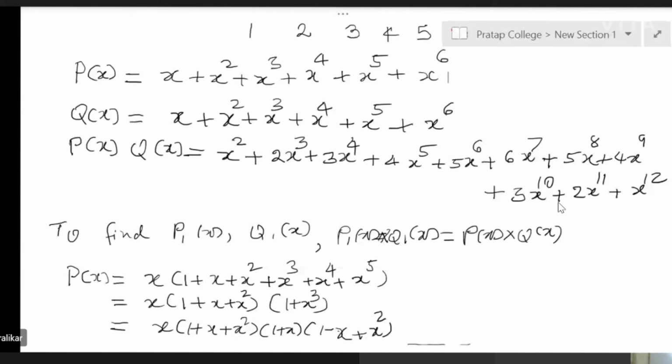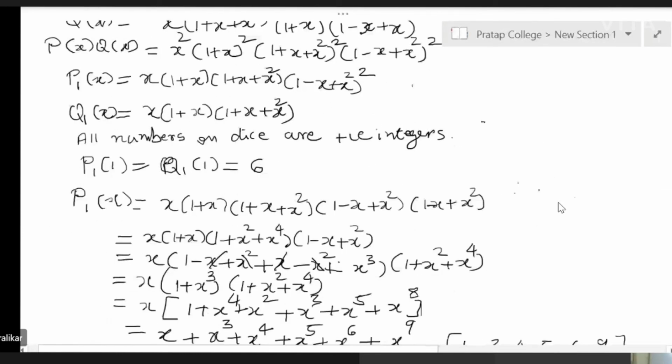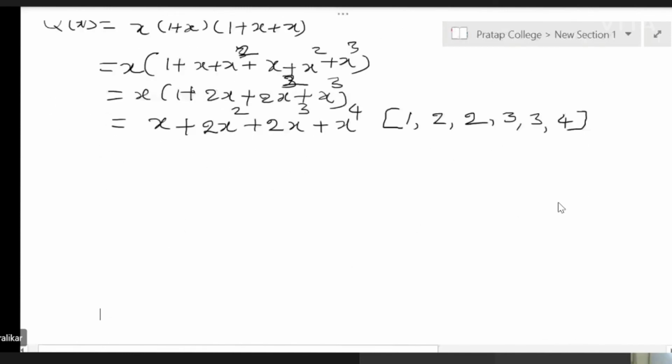But if you have learned your polynomials and the irreducible factors, you have already realized that pxqx is equal to p1x q1x. So that product has to be the same. And we have already achieved that pxqx is equal to p1x q1x.